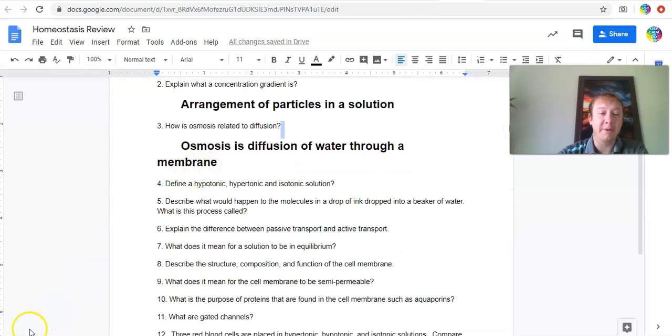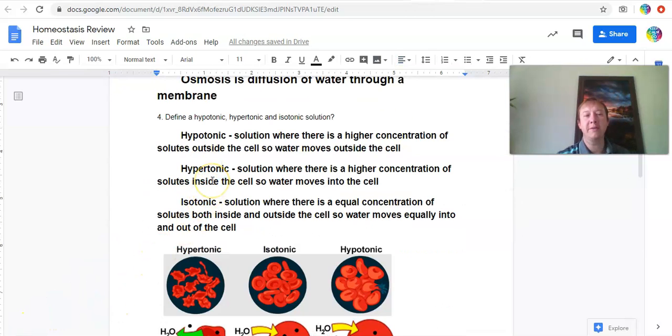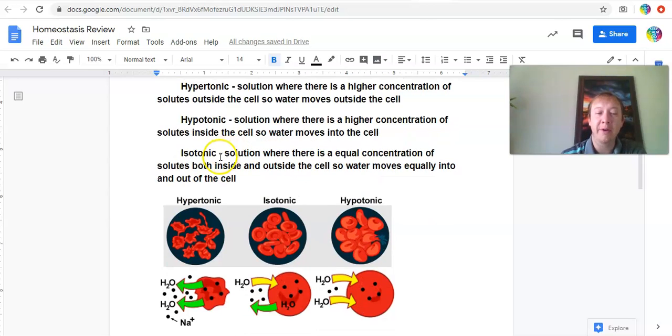Okay, so looking at the definitions for hypotonic, hypertonic, and isotonic solutions. What we can see here is hypertonic is a solution where there's a higher concentration of solutes outside the cell, so water wants to move out. Remember, we want things to be equal. You can see in the cell they have 4 black dots representing sodium, whereas on the outside we have 1, 2, 3, 4, 5, 6, 7, 8.